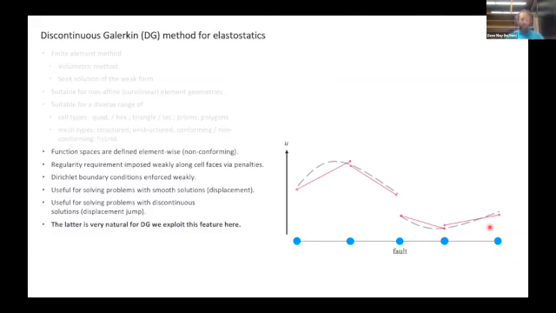And what's specific about the DG methods is the function spaces or the approximations we'll be making for the displacement in our case are defined element-wise, so they're non-conforming, and the regularity requirement is imposed weakly along cell faces via penalties. So this is a 1D example here, and what I mean is that where I have these cells indicated by these blue dots, right? This is a cell, this is another cell. If I want continuity or a jump condition, I enforce those constraints weakly by integral expressions that are defined on the faces.